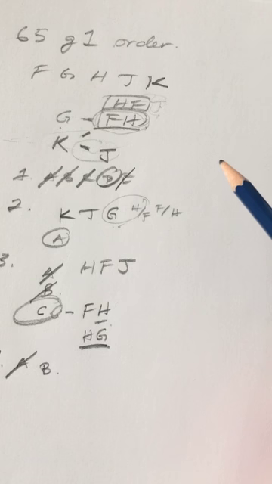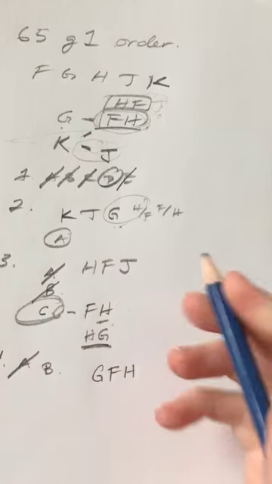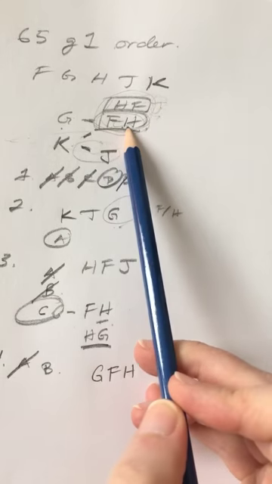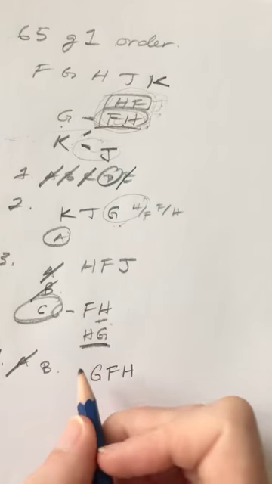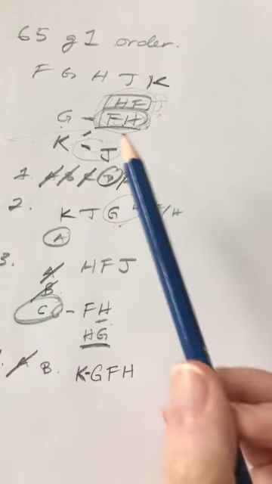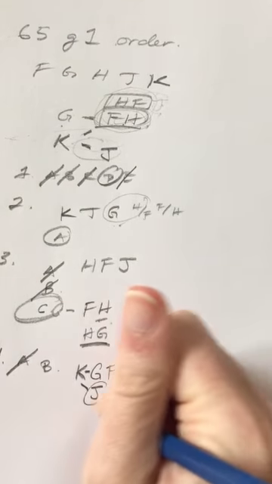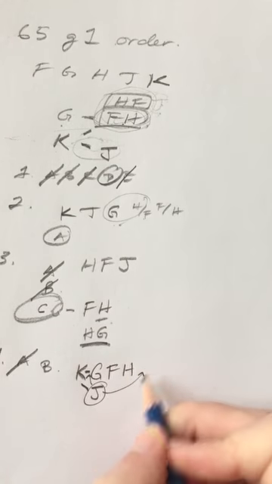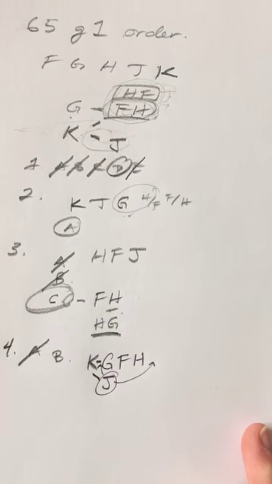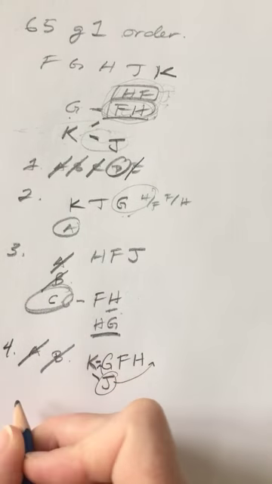B, G immediately before F. So we'd have G, F, H. Now K has to be before this set, right? K has to be before H, and H and F are next to each other, so K is going to have to be before them. But J just has to be somewhere after K. So J could actually hop in here, or could be all the way at the end. So we have 2 potential options for this one. So we haven't actually fully determined the position of J. So B is out.